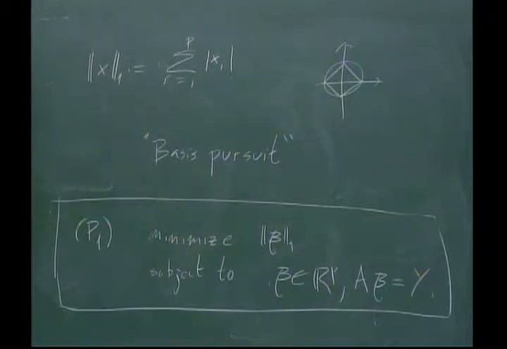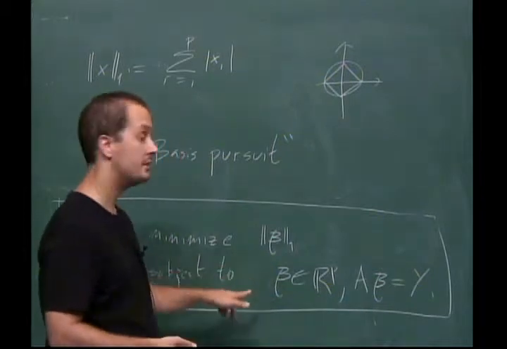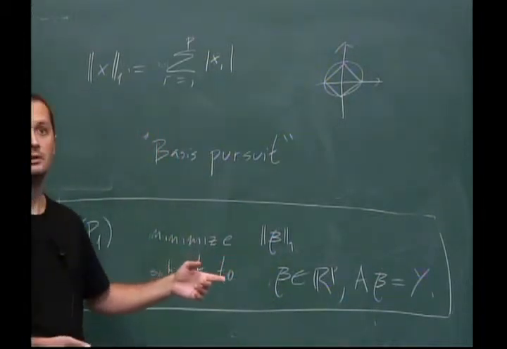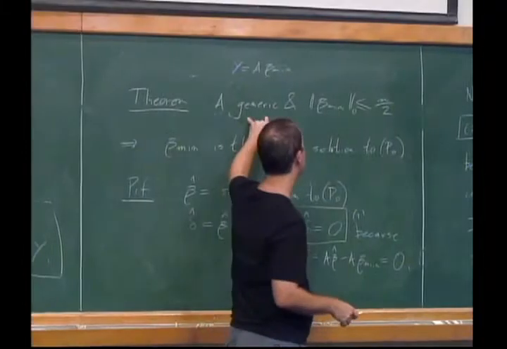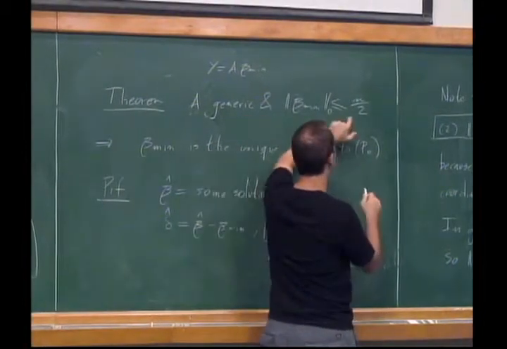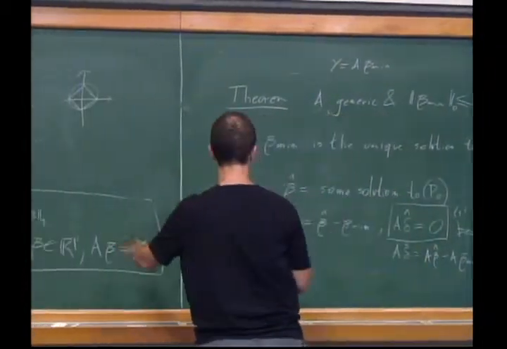Okay. So this is a problem, and we're going to show that under certain conditions on A, this problem has the same solution. I mean, a theorem very similar to this one. If A is good in some sense, and beta min is sparse, then the unique solution to this problem is exactly beta min.